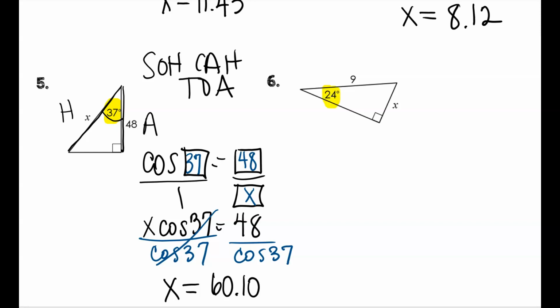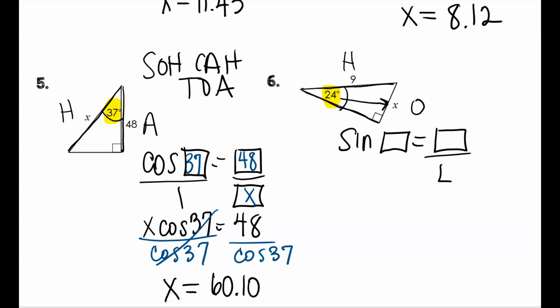All right, last one. Here we are at 24, the acute angle. The x is opposite from me. And these 2 are my arms. However, if this is the right angle, the 9 is the hypotenuse. So if we're using the opposite and the hypotenuse, that is sine. Sine of the angle equals opposite over hypotenuse. The angle is 24. The opposite side is x. The hypotenuse is 9. To solve for a side, we cross multiply.